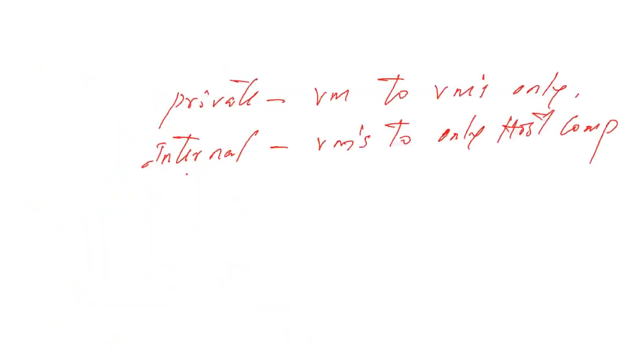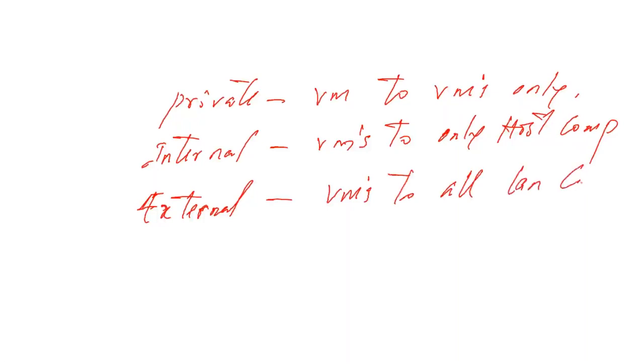Okay, but we have one more, that is called external virtual switch. By using an external virtual switch, we can connect all virtual machines to all LAN computers, right? And WAN also.